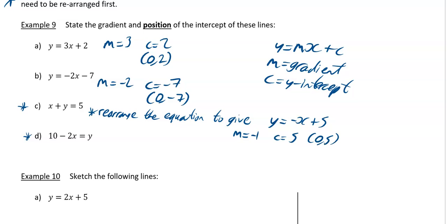And your last example here, again, you want to rearrange and just say it becomes y is equal to, this minus 2x comes across and becomes positive 2, and this plus 10 comes across and becomes minus 10. So in this case, your m is equal to 2, and your c is equal to minus 10, which is the same as 0, minus 10.